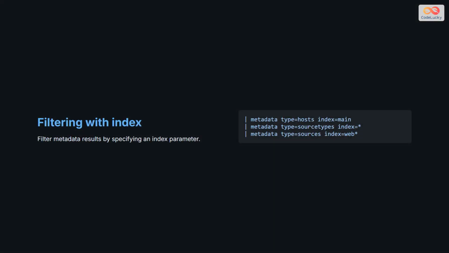You can filter the metadata results by specifying an index parameter. This limits the metadata to specific indexes, allowing focused inspection of hosts, source types, or sources within those indexes.